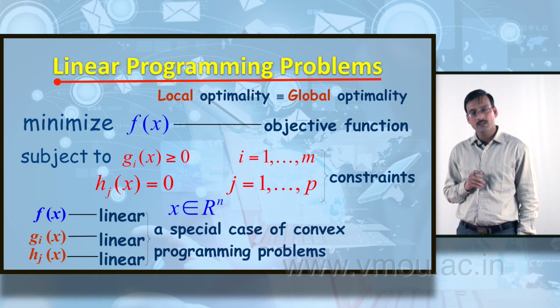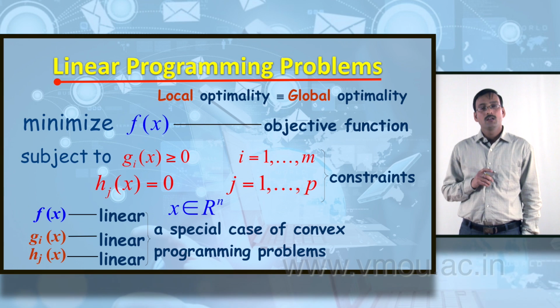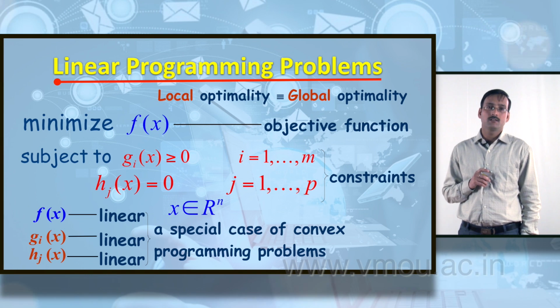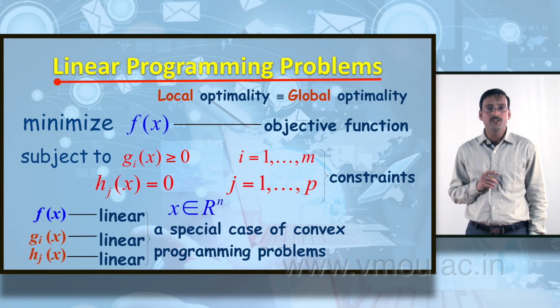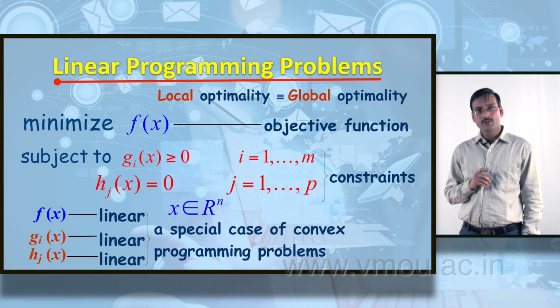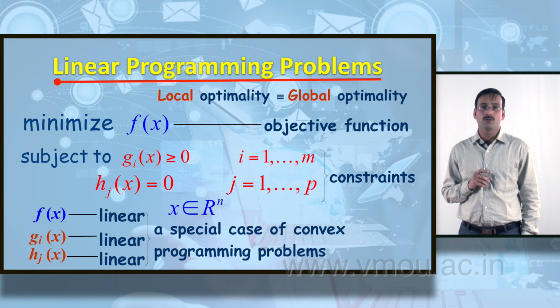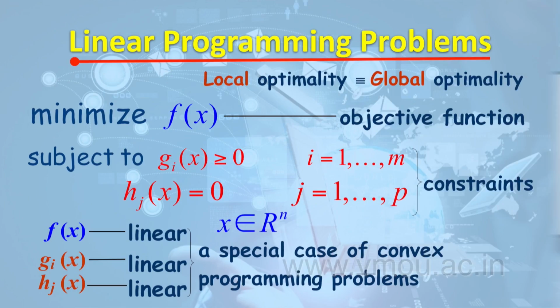So, f(x) is a linear function here in this case. The inequality constraints g_i(x) should also be linear, so they are again convex functions. h_i(x) obviously should be linear functions. So, the objective function, inequality constraint functions and the equality constraint functions all should be linear, then this particular form of the optimization problem is known as the linear programming problem.